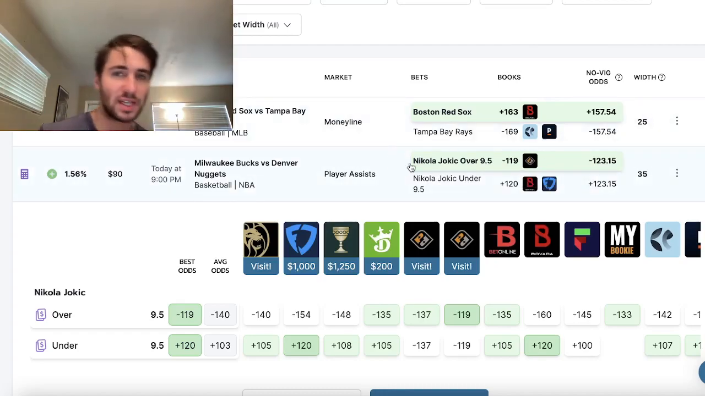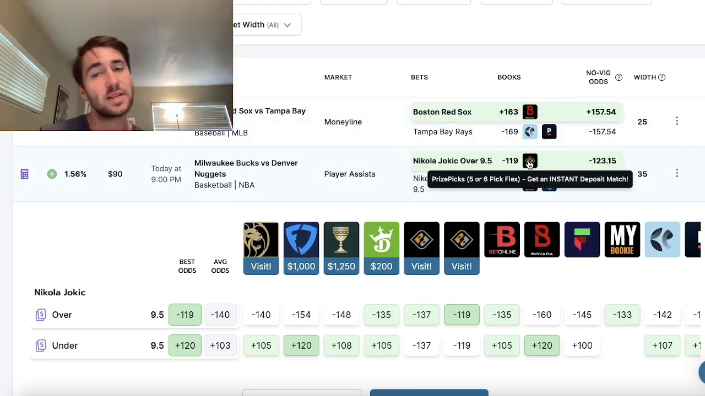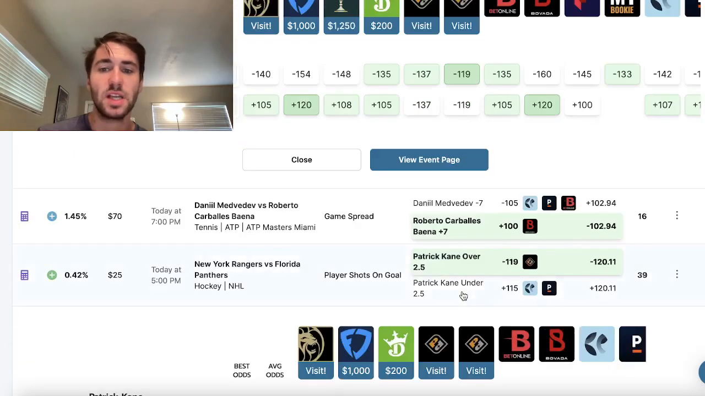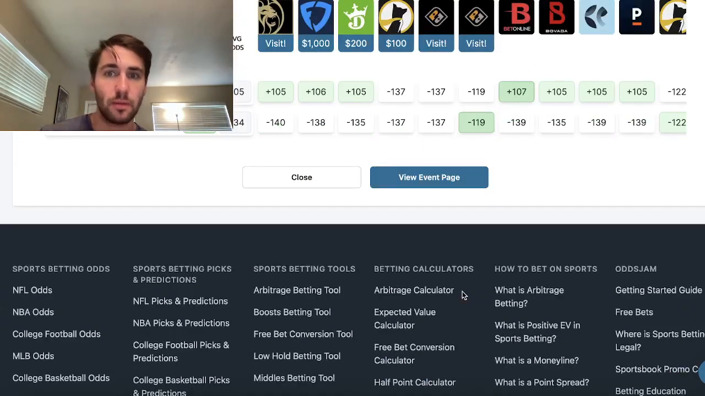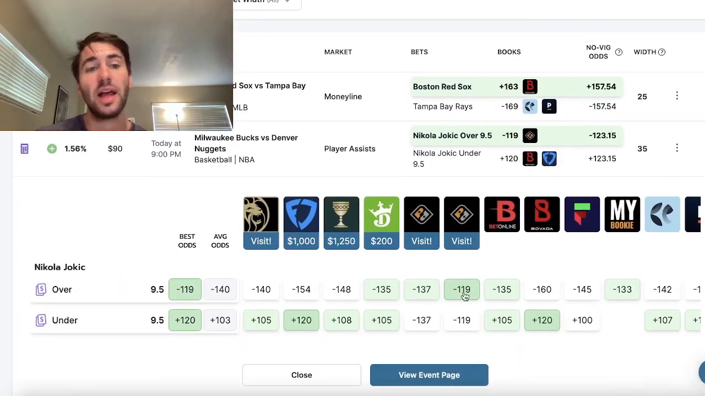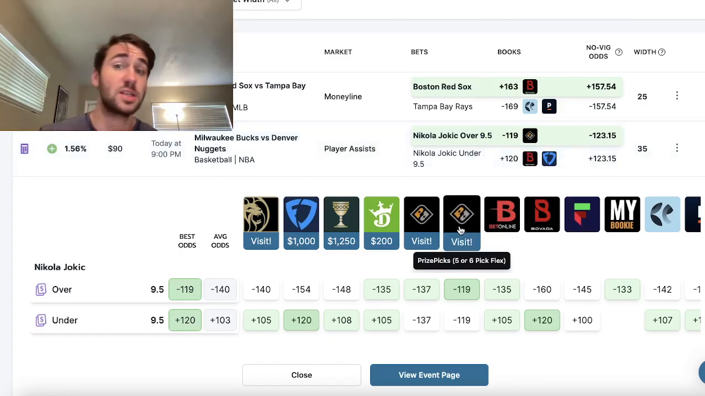So you ruthlessly compare the lines on PrizePicks to those on the sportsbooks, and you hunt for spots where books have an over or an under heavily favored. As an example, the top play currently is actually on Bovada, an MLB play, but the top play on PrizePicks that we want to go with is Jokic over 9.5 assists. Why are we so confident that it's so good?